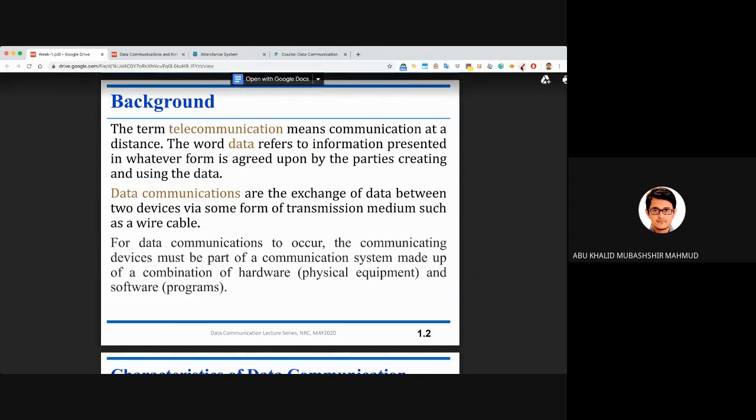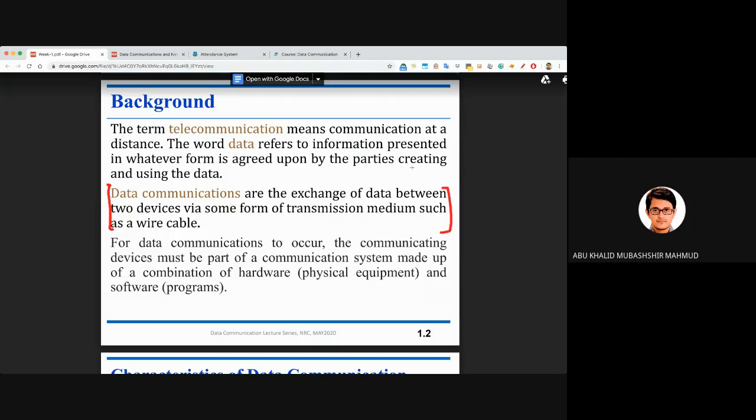Now, let's start with the formal definition. Data communication. In order to use the telecommunication system, what we need is to communicate our data. Therefore, that's why we need to do this course. We need to understand how we exchange the data and how actually the basics of data communication occurs.